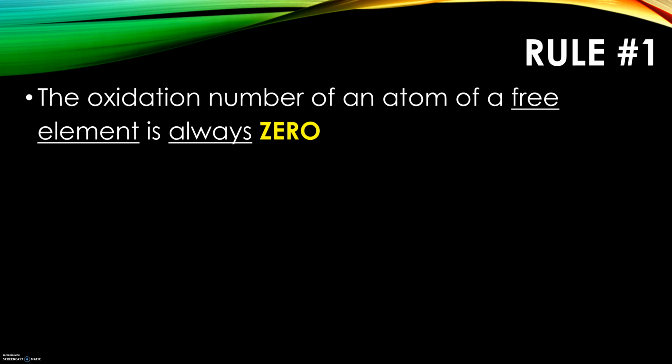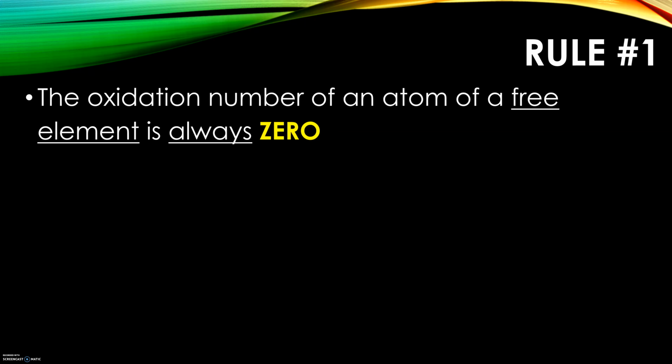So let's go over rule number one. There are a total of 9 rules that I've broken it down into. So first of all, rule one: the oxidation number of an atom of a free element is always counted as 0. What does it mean by a free element?